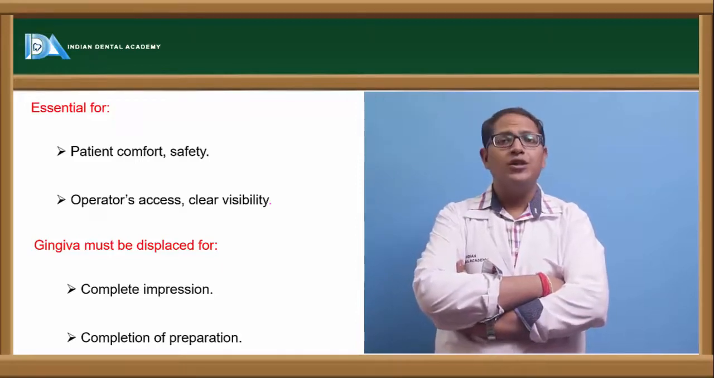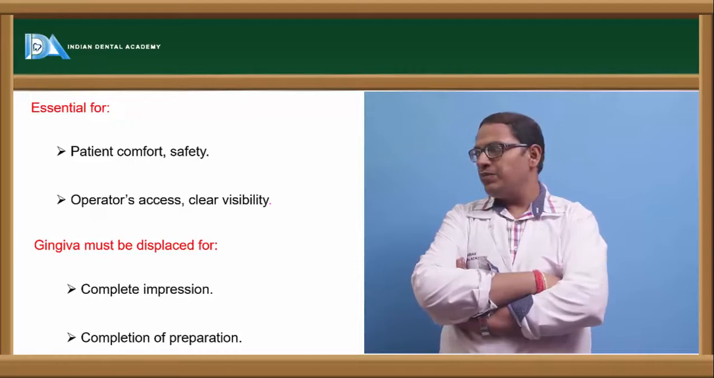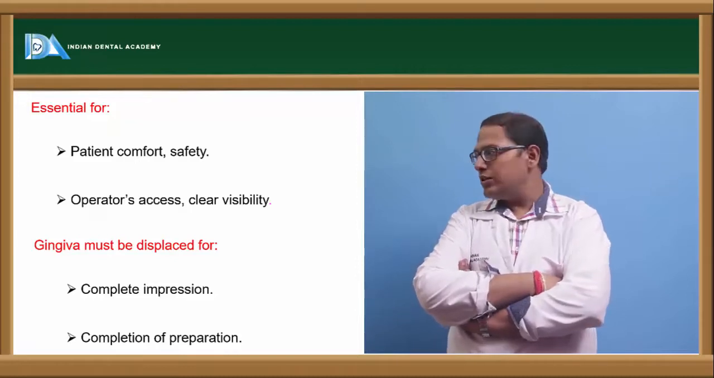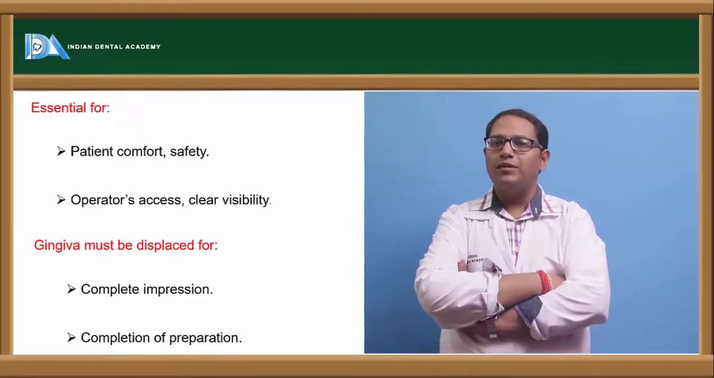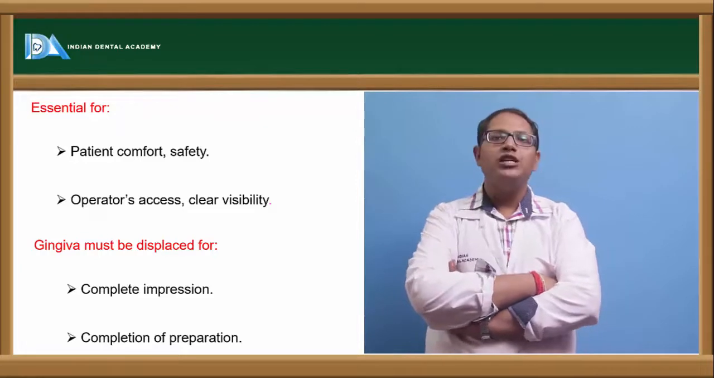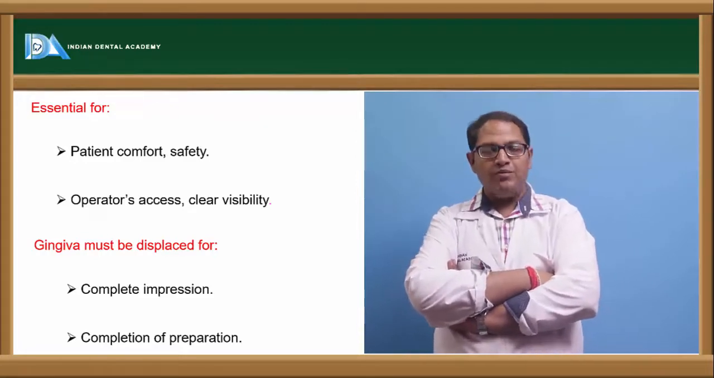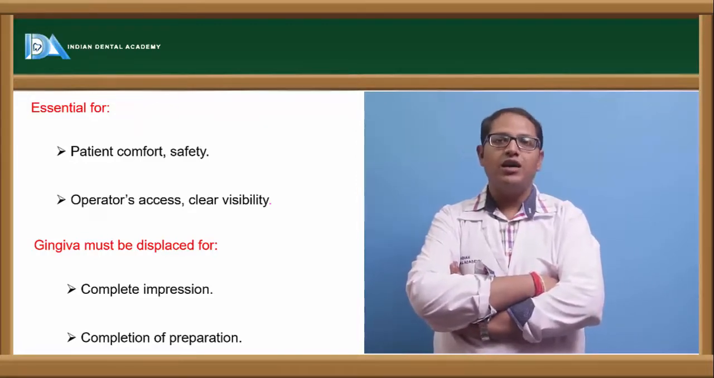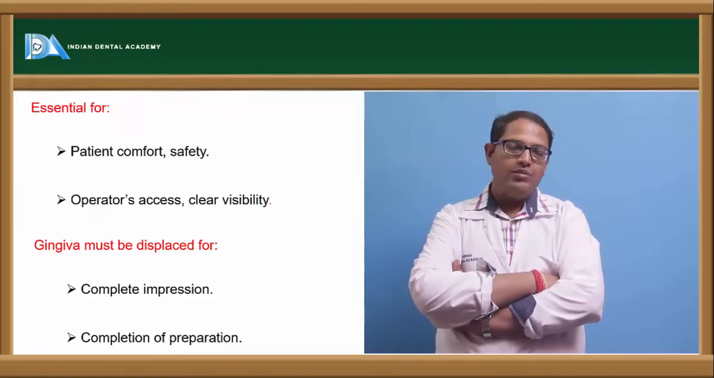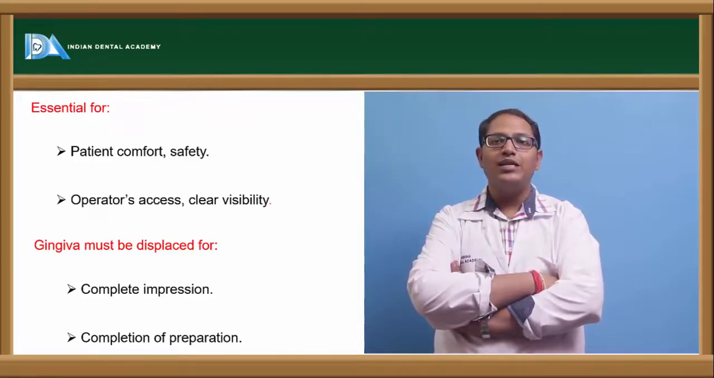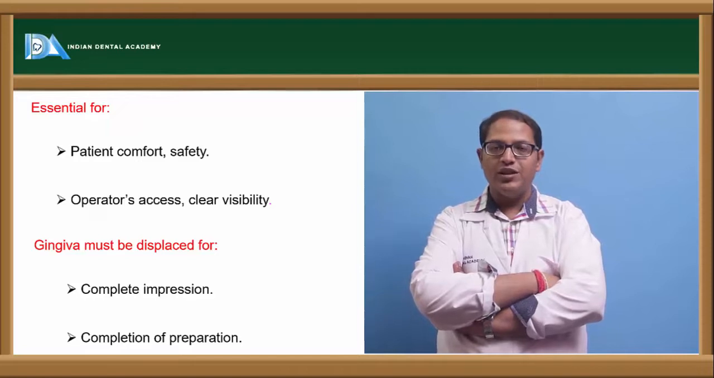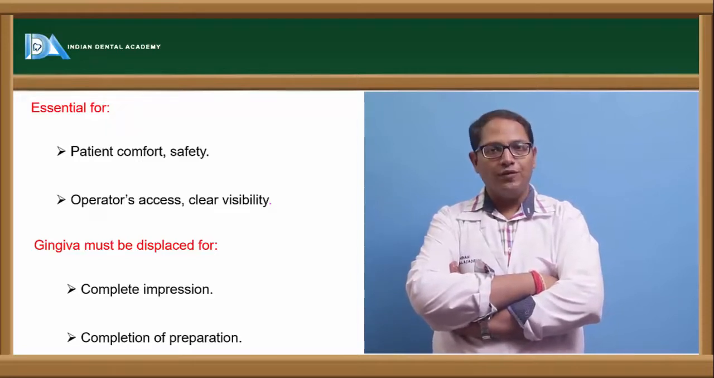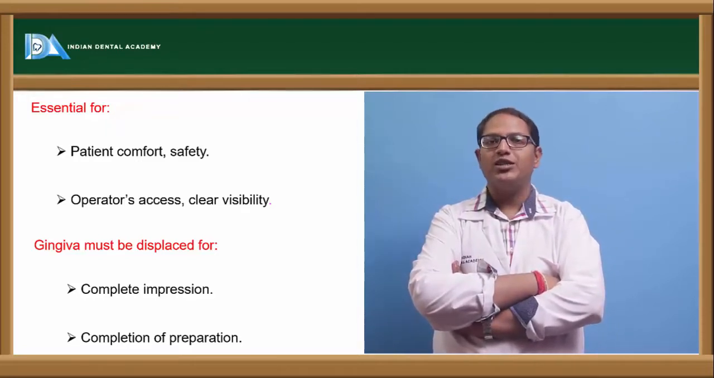Now why must soft tissue management or the gingiva be displaced? Displacement of the gingiva is done for complete impressions or completion of a preparation as well, because we do not want our gingiva to get hurt. Number one. Number two is we cannot compromise with the biological width of the gingiva. So we need to take care of the soft tissue which is present and manage accordingly.